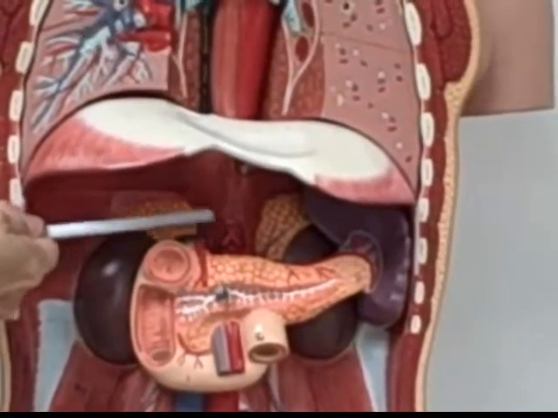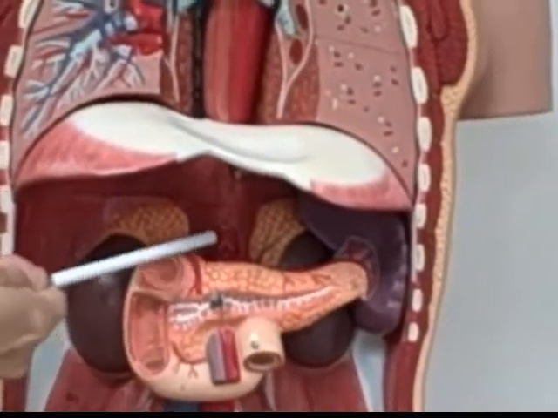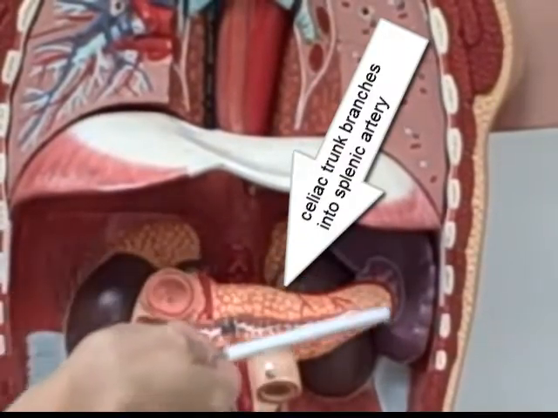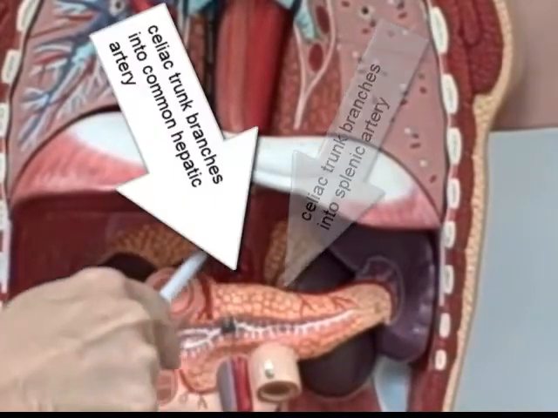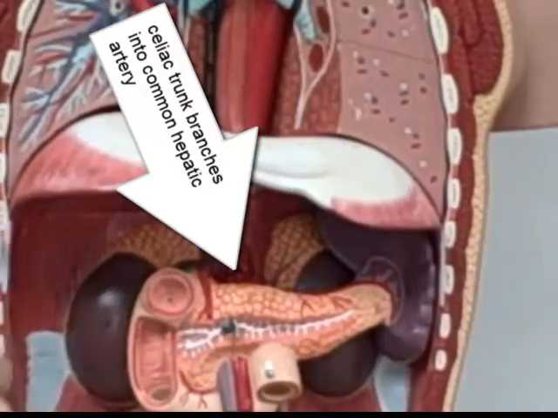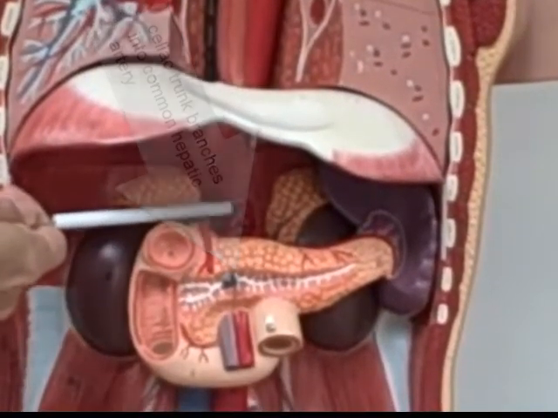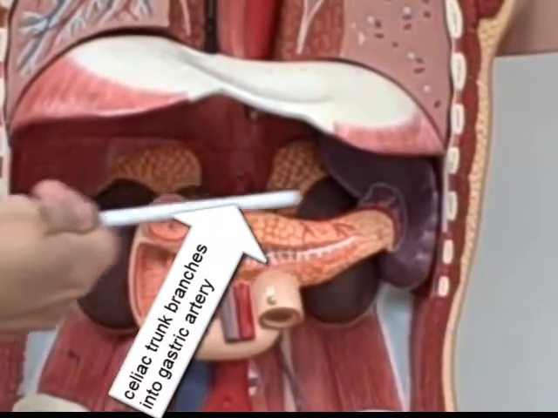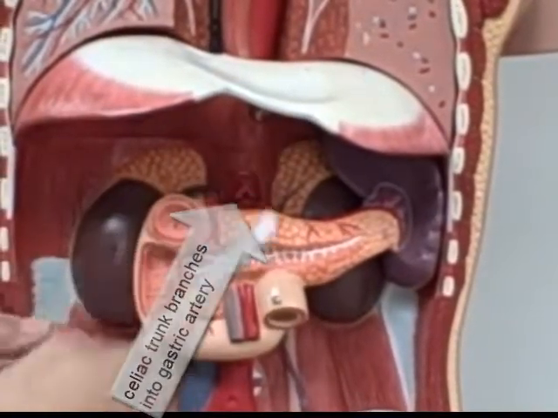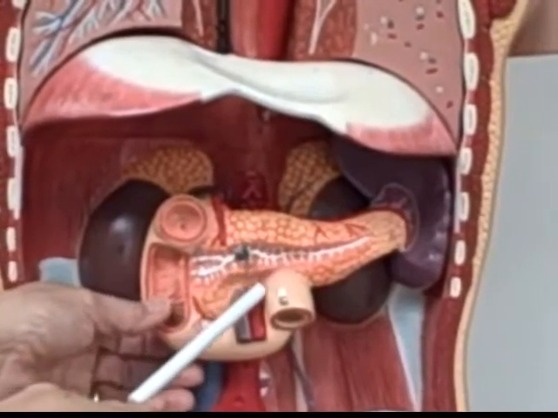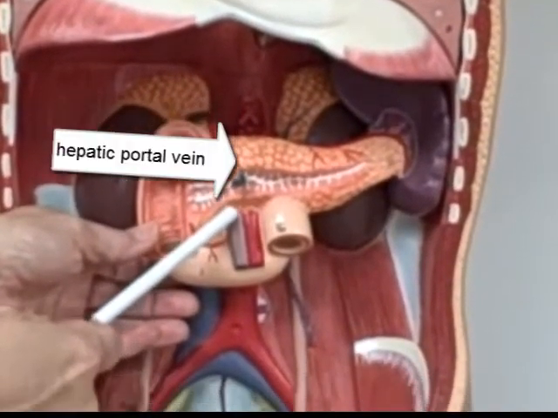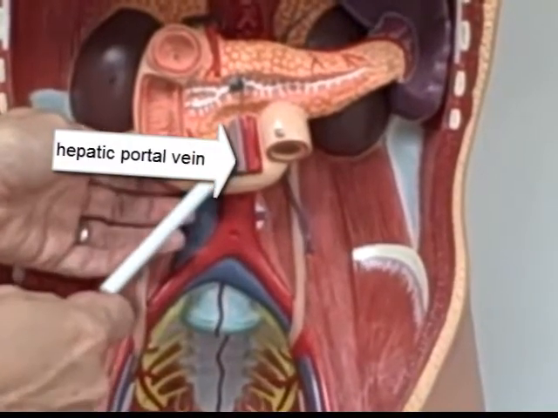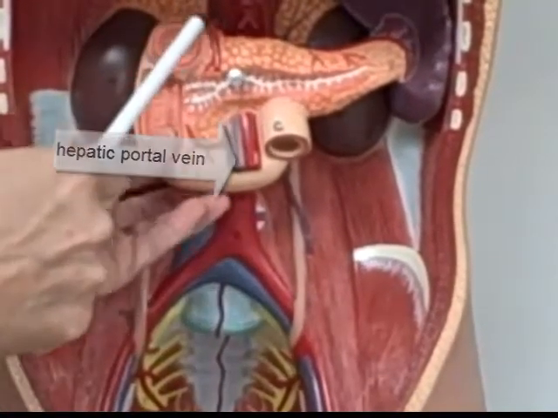The celiac trunk, just above the pancreas, as you can see here, branches into the splenic artery towards the spleen, and the common hepatic artery towards the liver, which would be situated here. The last and third exit of the celiac trunk is the gastric artery, which is sitting right here. What we also can see below the pancreas is the hepatic portal vein, which brings blood back from the digestive system towards the liver.